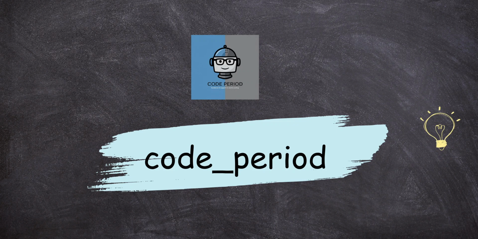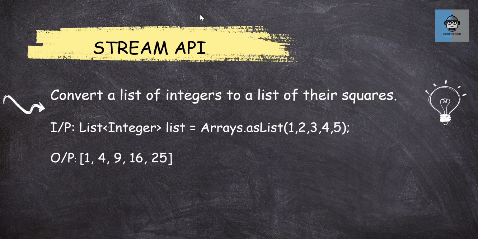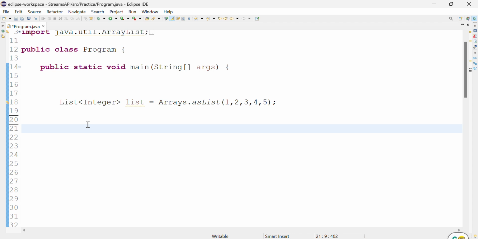So let's look into another Stream API interview question. Convert a list of integers to a list of their squares. So again an easy question where we have to convert the list of integers into its squares. So we are expecting a list of integers back.